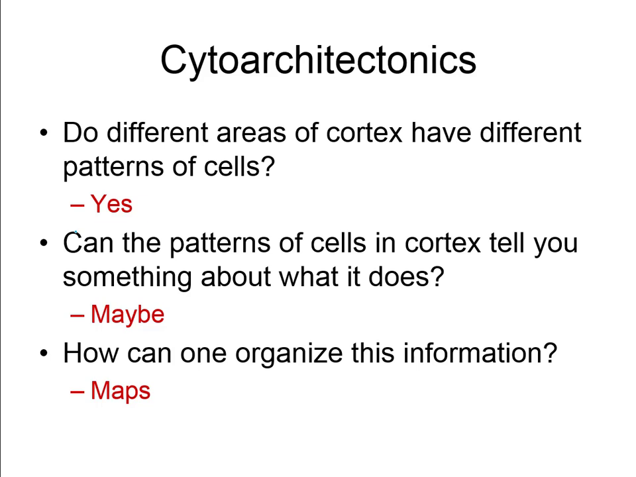You've got to build a map, okay? You have to have some map of what type of cortex is where, and then onto that you'll be able to overlay function and connectedness and see if you can understand how this is going to work.